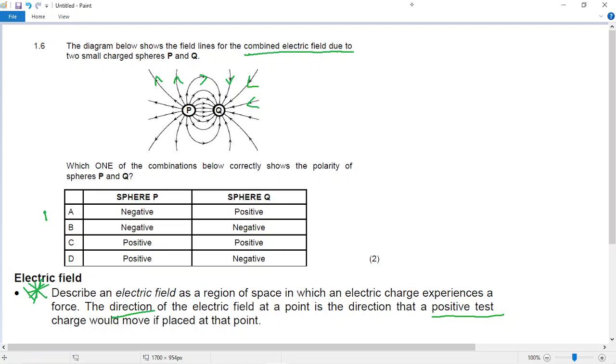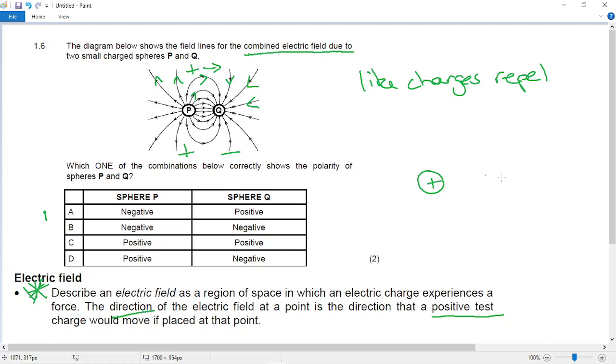Now, anybody who's ever met me will know that one of my favorite things is like charges repel and opposite charges attract. So if we have a positive charge placed over here, it's going to go that way, according to all of these little arrows that are on this diagram. So if like charges repel, it means P must be positive, and if they're being attracted to Q, it means Q must be negative. So this is very definitely an attraction diagram.